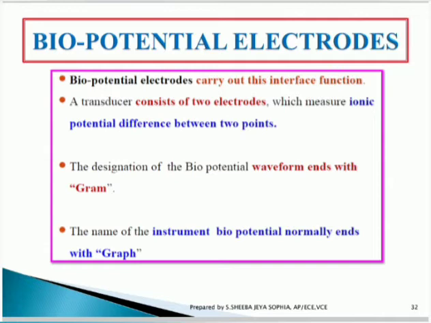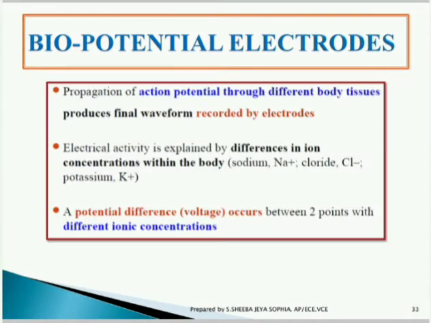A transducer consists of two electrodes which measure the ionic potential difference between two points, and this biopotential waveform ends with gram, that is, electrocardiogram, electroencephalogram. The instrument's measured parameter is marked in the form of a graph. Propagation of action potential through different body tissues produces the final waveform recorded by the electrodes, and the electrical activity is explained by differences in ion concentration within the body, which we have seen in the last class itself. A potential difference occurs between two points with different ionic concentration.